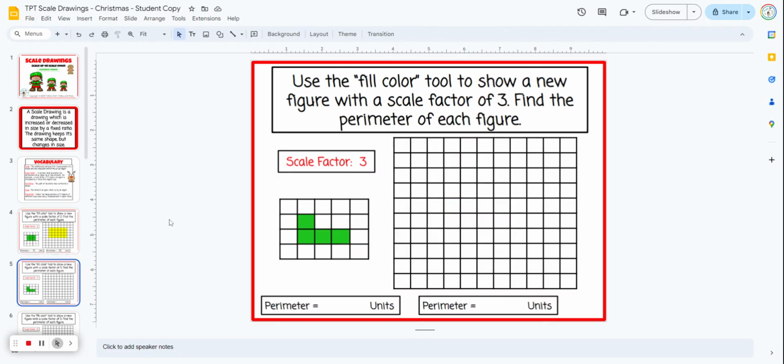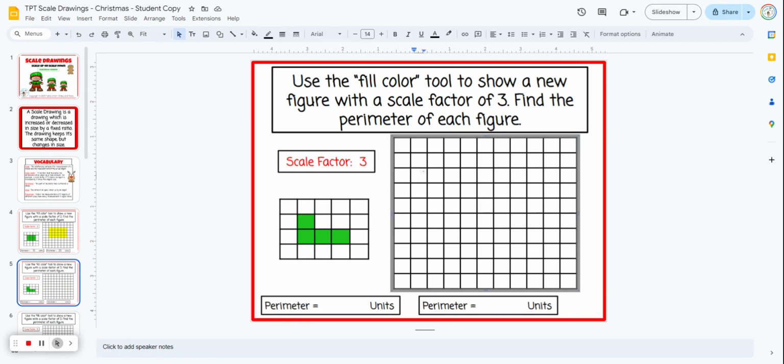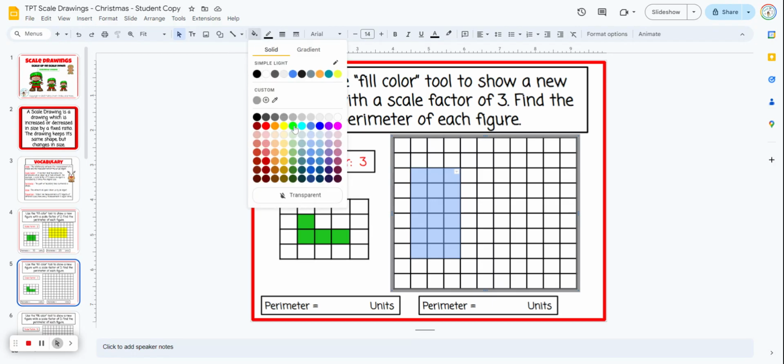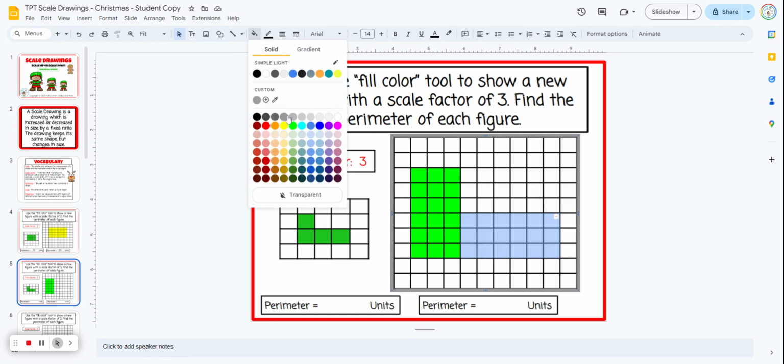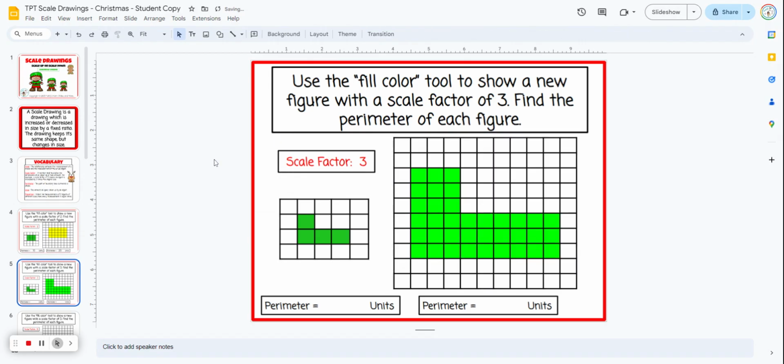The next shape is a little bit different, a little bit more tricky for the students, and the scale factor is now 3. So each of these sides is going to be multiplied by 3. And they can only highlight a rectangle shape at a time. They can choose, again, any color they like. Make sure they're multiplying every side times 3. And they should have a figure that looks like this.